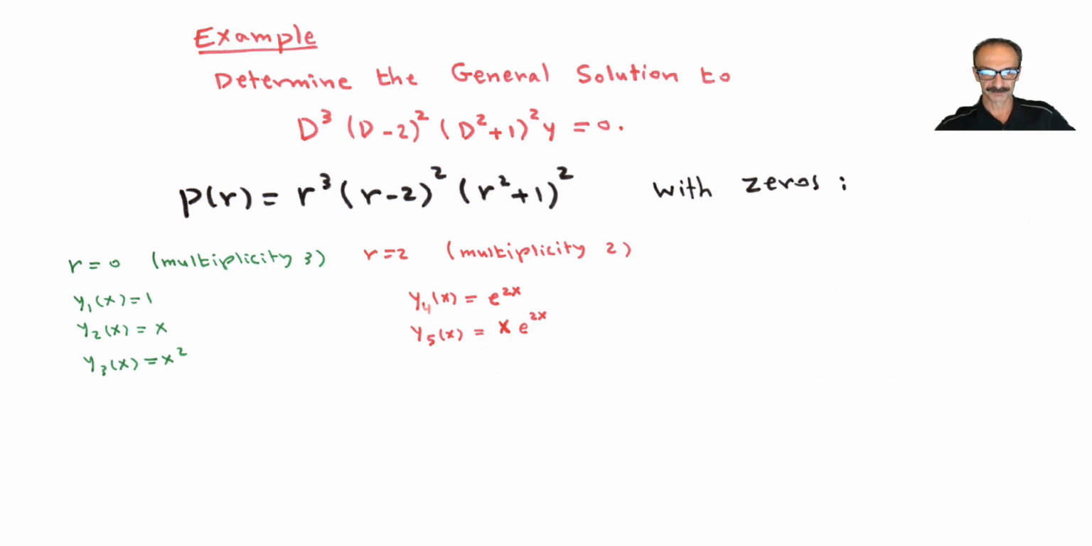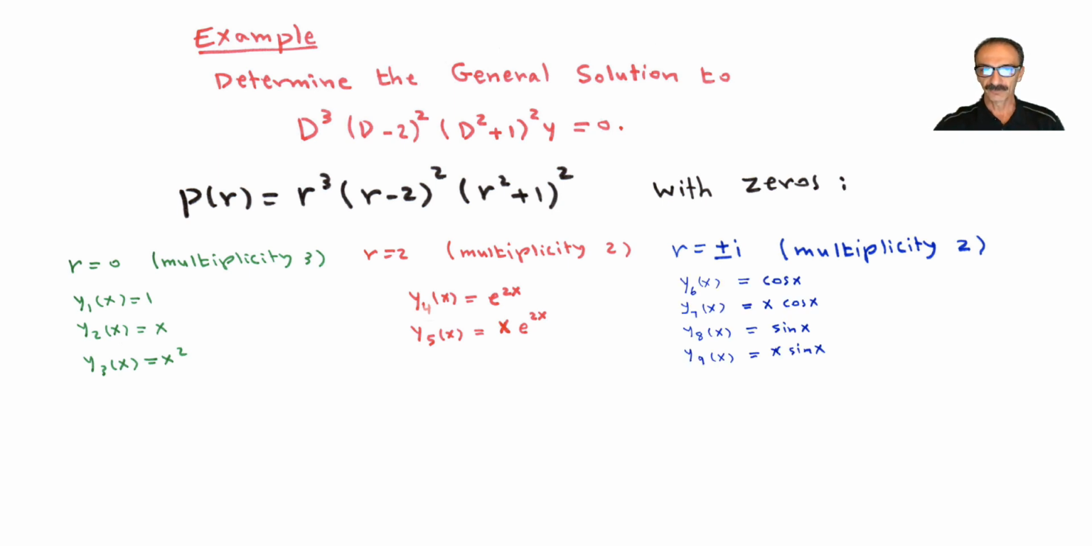Let's go for the third one. R equals plus minus i, multiplicity of 2. That means a is 0 and b is 1. We're going to consider the cosine and the sine. e to the power 0, we don't need it, which is 1. Then we're going to move on to 2 more with x's involved. y6, see this is y5 we stopped at, we call this one y6 equals cosine x, y7 equals x cosine x, y8 equals sine x, y9 equals x sine x.